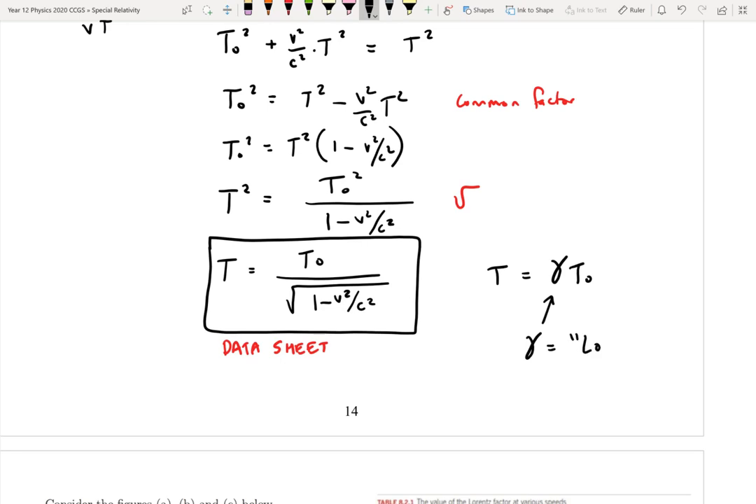And I always get his name wrong. And this Lorentz factor is 1 over the square root of 1 minus v squared on c squared.